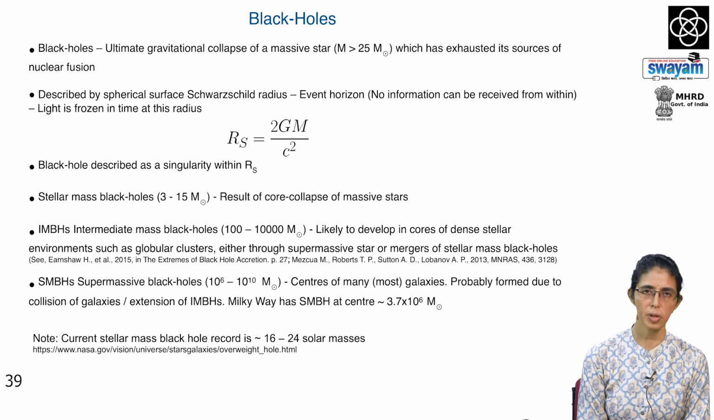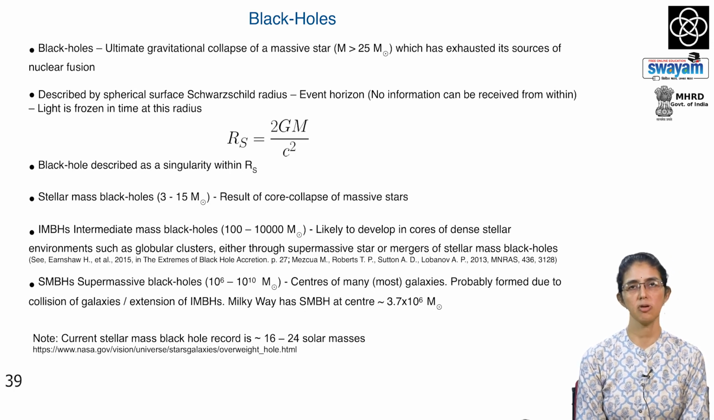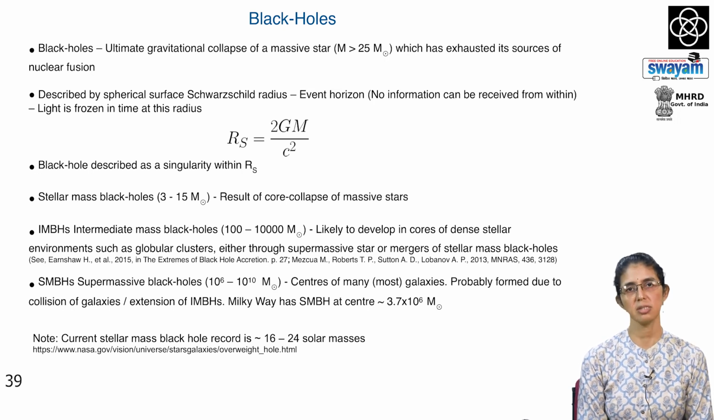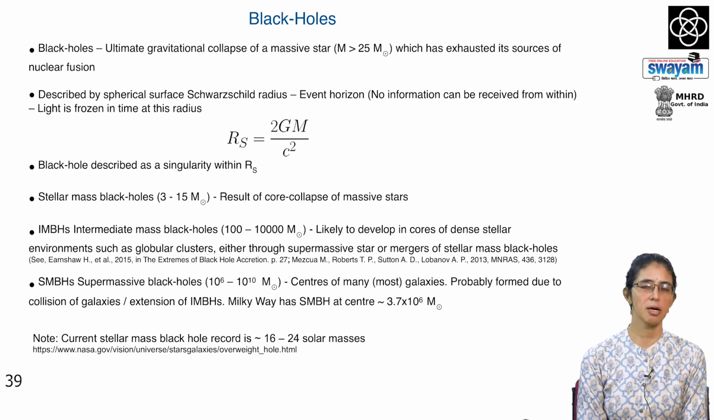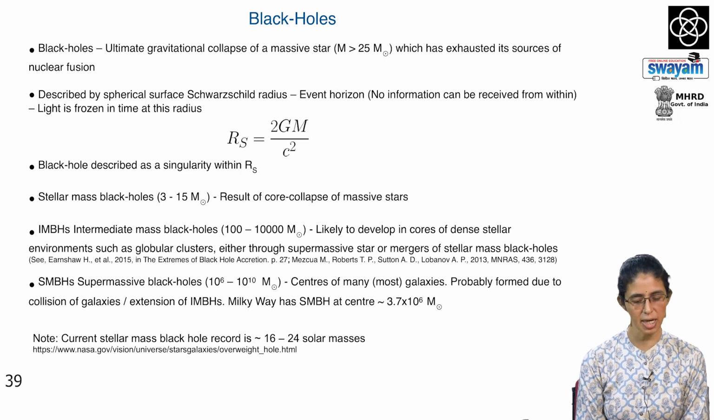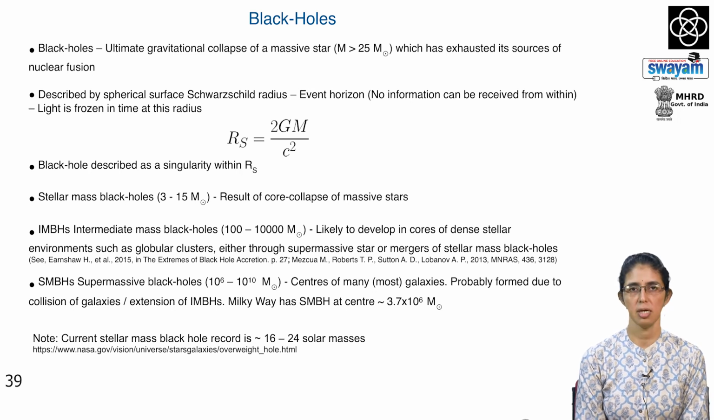Then there are the supermassive black holes which are found at the centers of the galaxies, and these are found to have masses in the range of 1 million to 1 billion solar masses. And in fact, most of the galaxies are now believed to harbor black holes at their center. It is believed that these black holes probably formed due to collisions between the galaxies, or they could be an extension of the intermediate mass black hole. Even the Milky Way has a supermassive black hole at the center whose mass is of the order of 3.7 million solar masses.